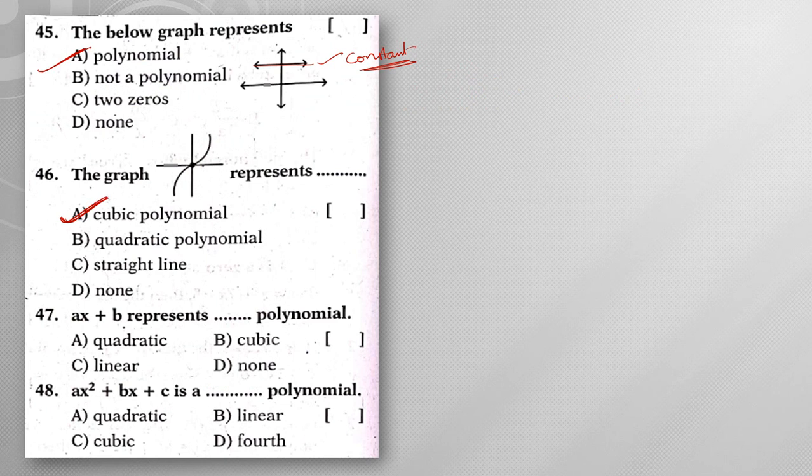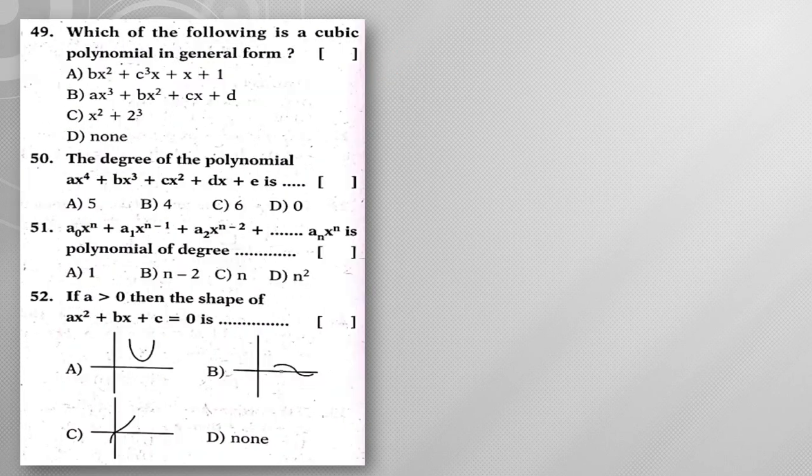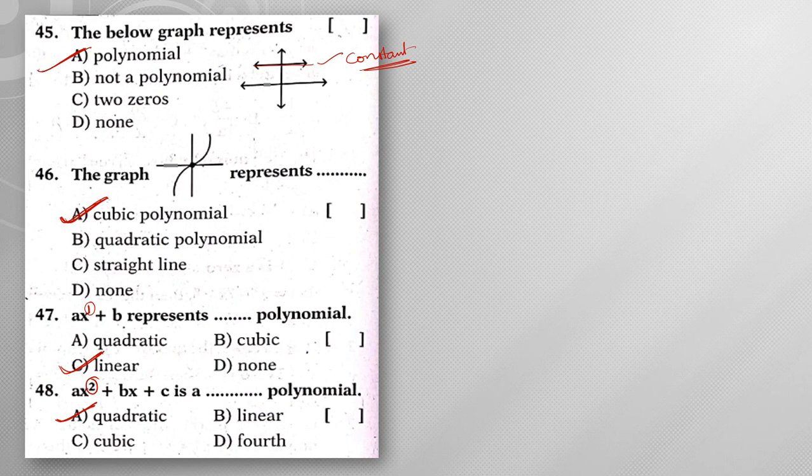Next, ax plus b, that means a into x power 1 plus b, so it has degree 1, hence it is a linear polynomial. Next, ax square plus bx plus c, clearly the degree is 2, hence it is a quadratic polynomial. In these questions, it should be given here that a should not be equal to 0, here also a should not be equal to 0.